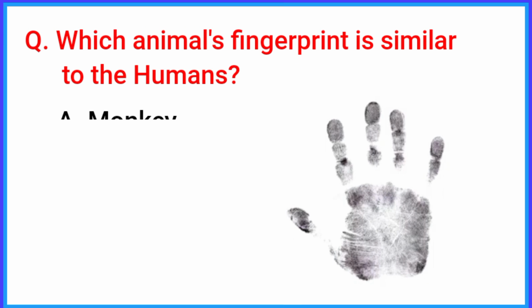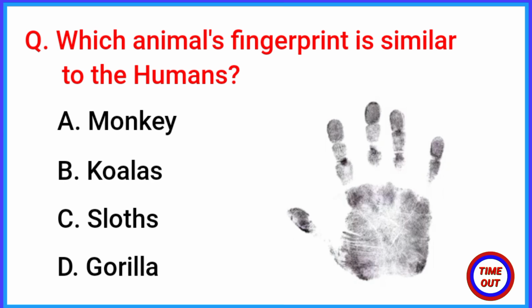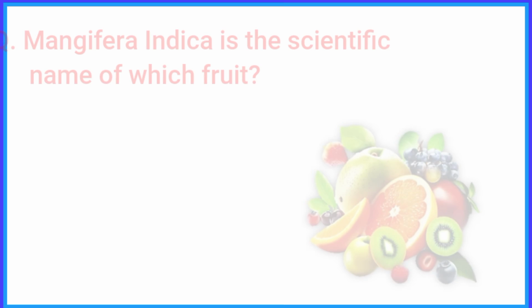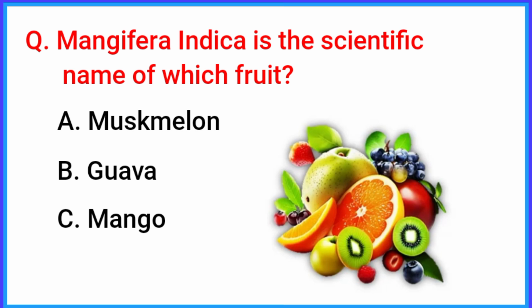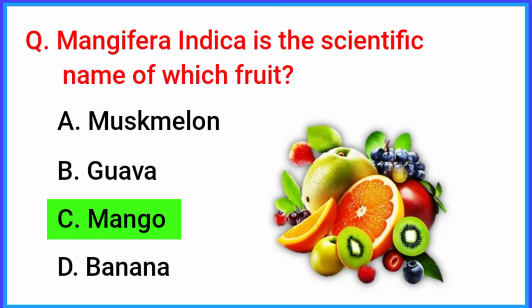Which animal's fingerprint is similar to the human's? The correct answer is option B, koalas. Mangifera indica is the scientific name of which fruit? The correct answer is option C, mango.